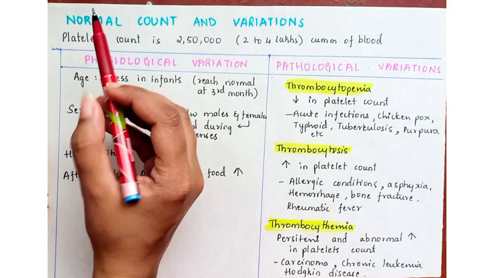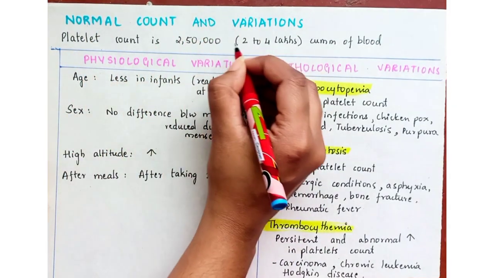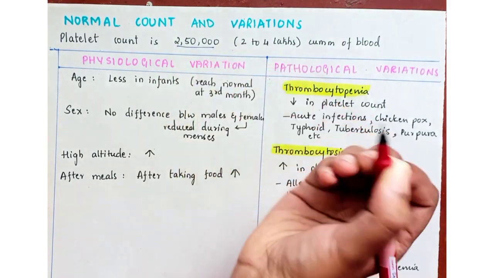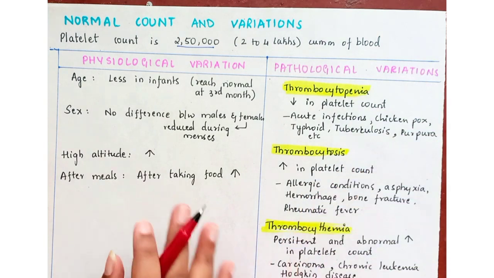Next we come to the normal count and variations. Platelet count is 2,50,000 per cubic mm of blood. It can be 2 to 4 lakhs. That is the normal count of platelets.